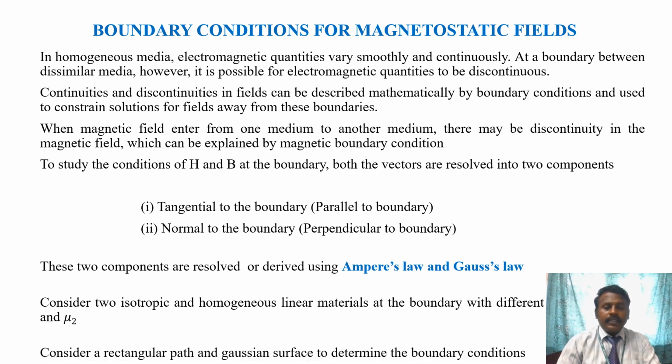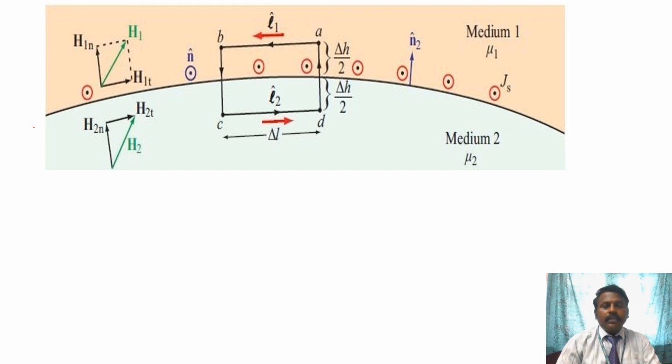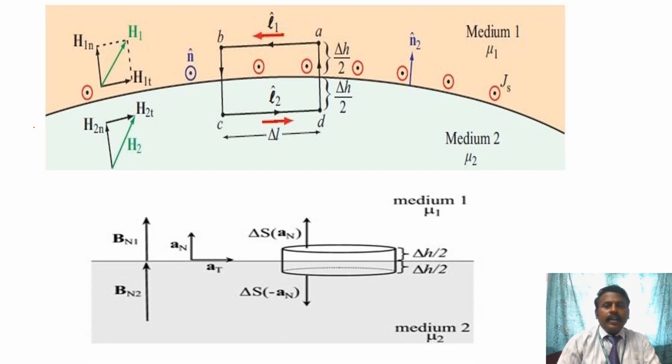So consider a rectangular path and a Gaussian surface to determine the boundary conditions. Look at the diagram. This is the boundary between two magnetic media, medium 1 with permeability mu1 and medium 2 with permeability mu2. In the given diagram, ABCD is a rectangular path, with one side in medium 1 and the other in medium 2. This is for the measurement of magnetic field intensity, and for magnetic flux density we consider the Gaussian surfaces.